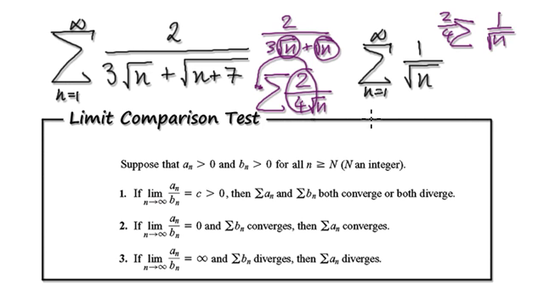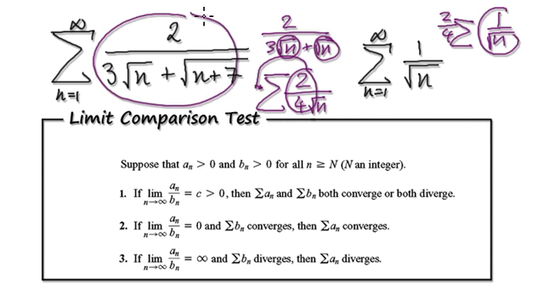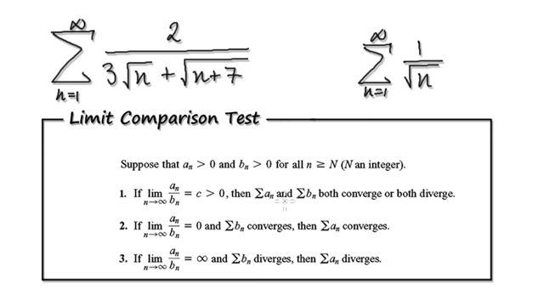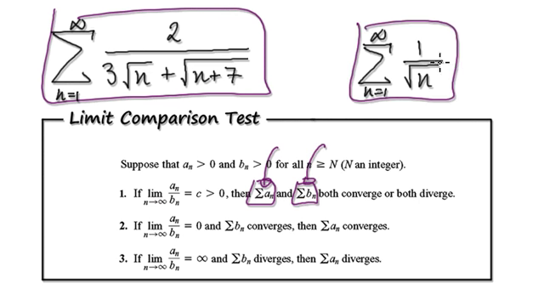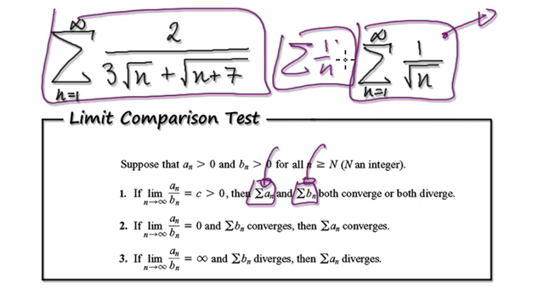So with the limit comparison test, we should compare this with 1 over root n. You are trying to investigate this an, which is this thing here, and you should compare it with something that you know about. You know something about this 1 over root n. It is going to diverge. We've seen that 1 over n will diverge.